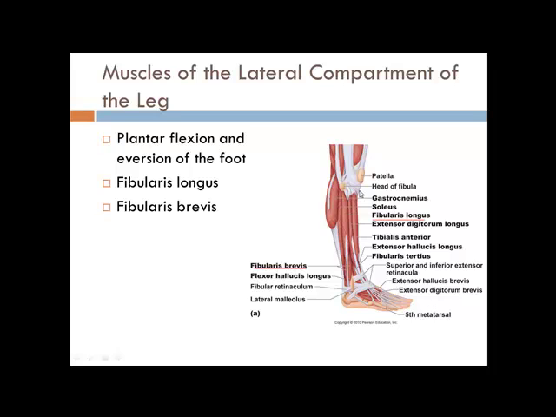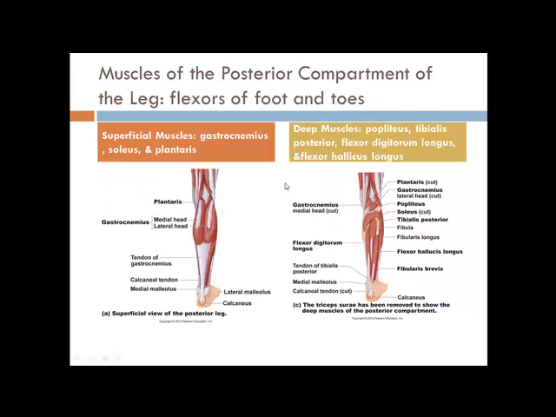Okay. Looking again, we have our muscles of our lateral compartment of our leg. We want the fibularis longus, which is right here, and the fibularis brevis. If you see the name peroneus, sometimes fibularis gets replaced by it. So when I'm thinking in my head right now, it is peroneus longus and peroneus brevis. Okay, I don't think of them as the fibularis muscles. I think of them as the peroneus muscles.